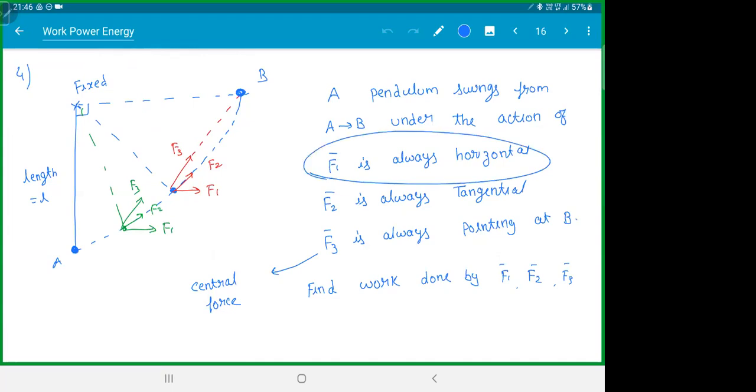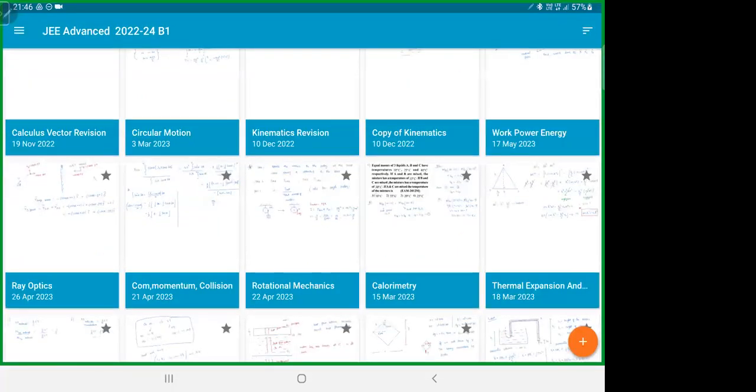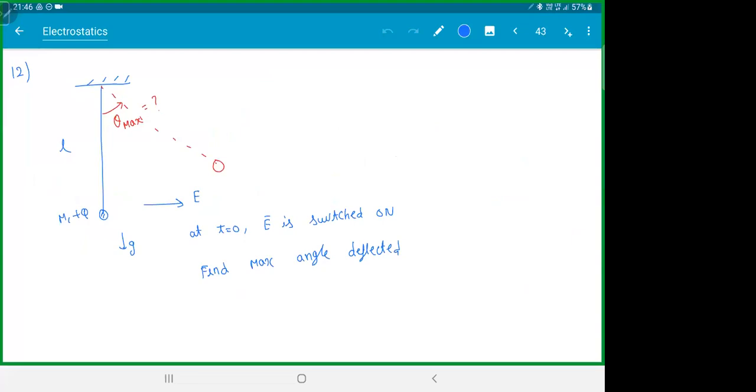F1 is always horizontal. Isn't that the same as the electric field now? EQ, EQ, EQ always. The idea is the same. You have to actually use work, power, energy. Try. I'll give you a minute or two.